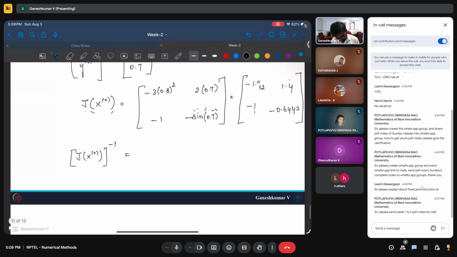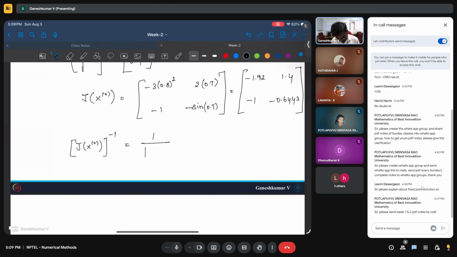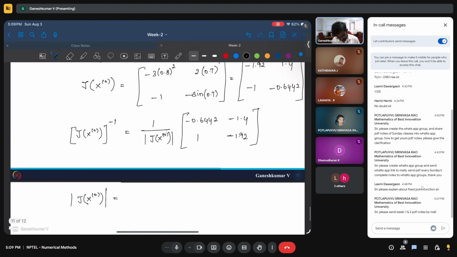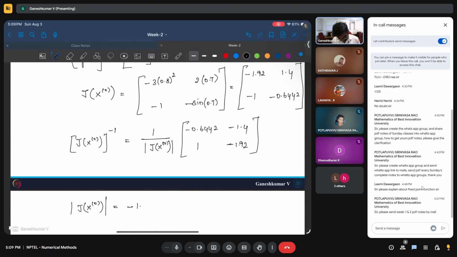Inverse is going to be 1 by determinant of Jacobian matrix times minus 0.6442, 1.4, minus 1.4, 1 minus 1.9. Okay, we also need to find the determinant. Now, the determinant of the Jacobian matrix is minus 1.92 times 0 minus into minus plus 0.6442 minus of 1.4 into minus 1.